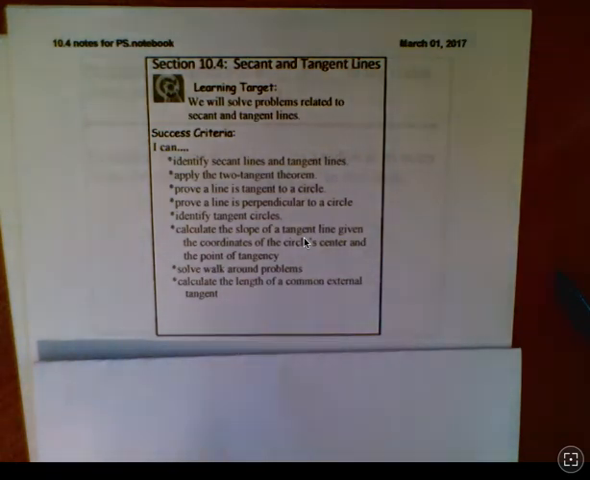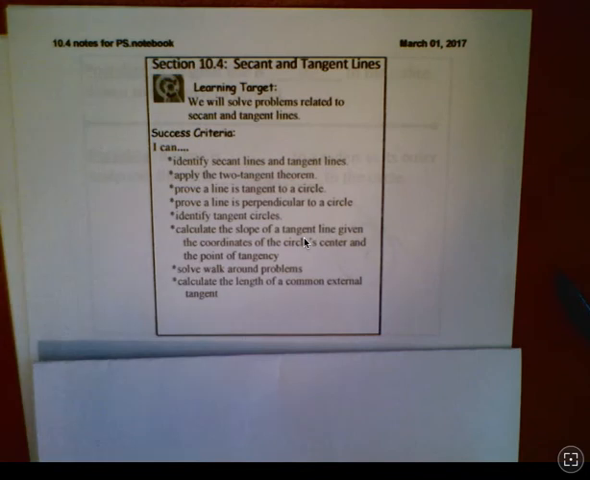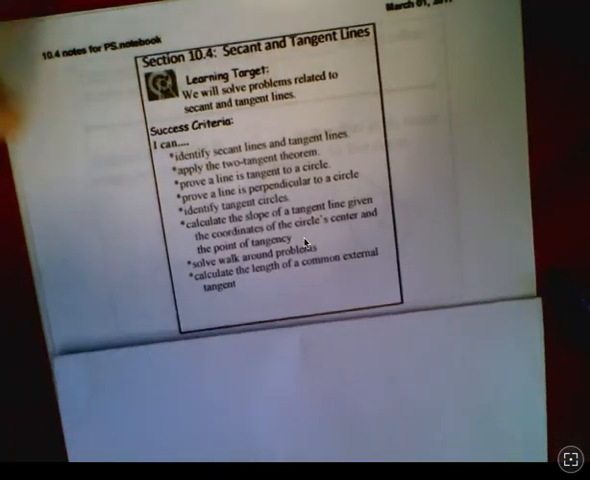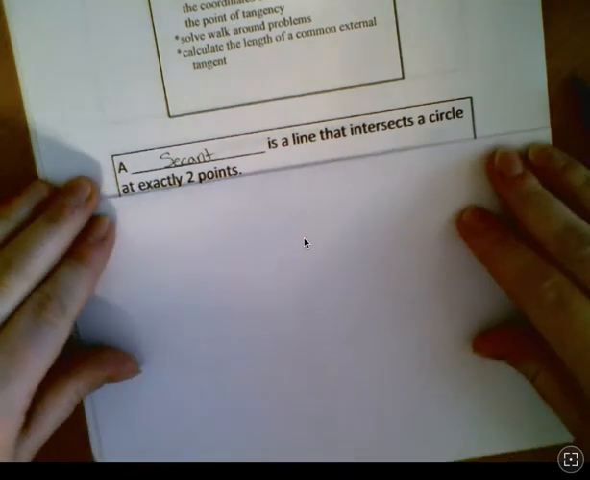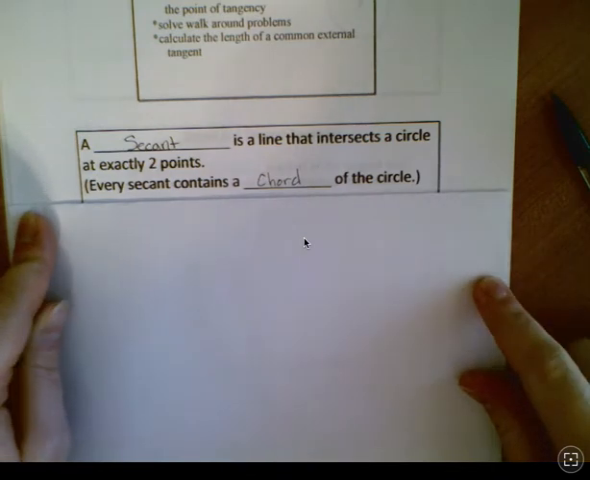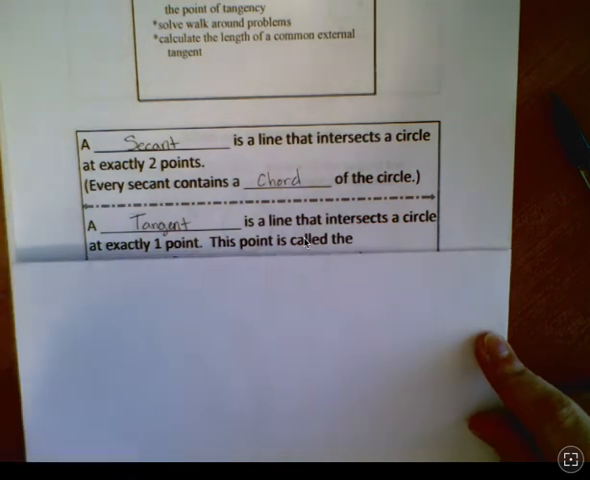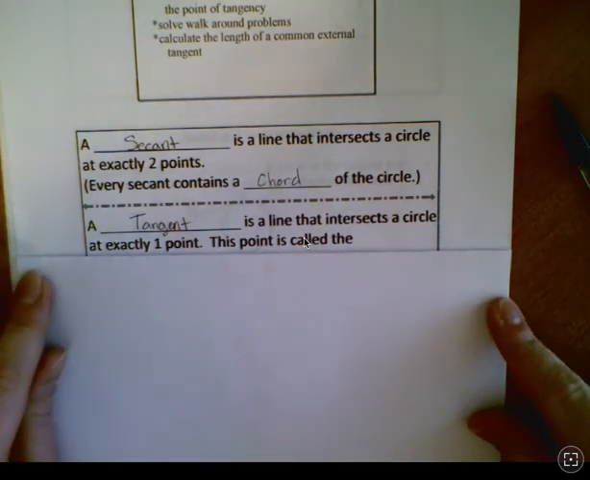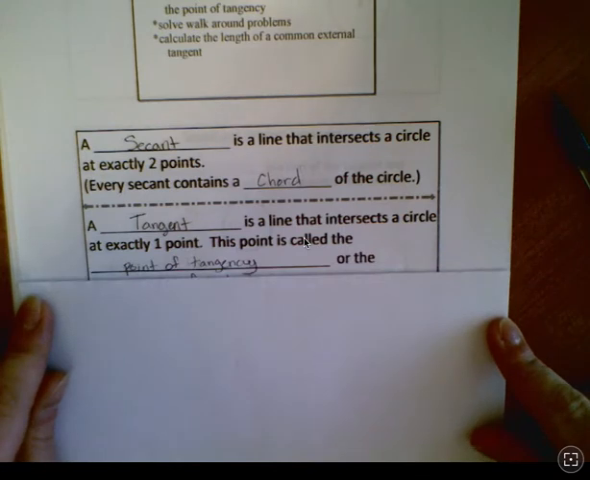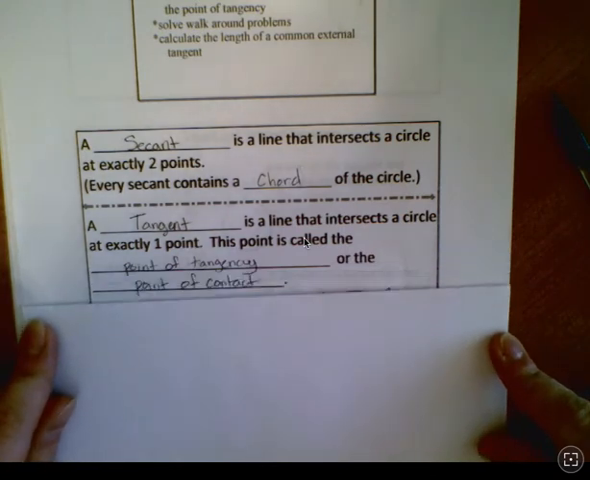So today we are going to talk about some relationships between secant and tangent lines. We've got a little vocab to begin with. If you take a look at the next page, the first one is a secant. A secant is a line that intersects a circle at 2 points, and that secant contains a chord. And then a tangent is a line that intersects a circle at only 1 point. That point that it intersects is called the point of tangency or the point of contact.